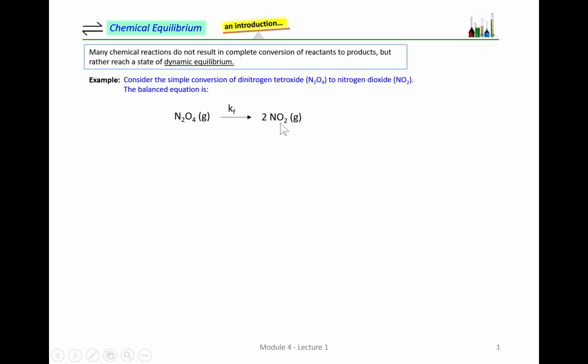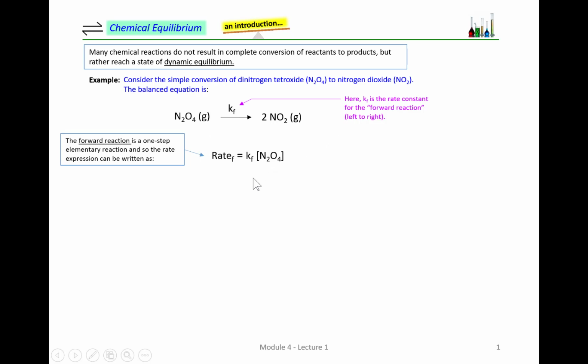The balanced equation for this reaction can be written here, and you'll notice that as before, I wrote the rate constant for this reaction over the arrow, but in this case, I've labeled the rate constant Kf, meaning it's the rate constant for the forward reaction. We always consider the forward reaction as going from left to right.